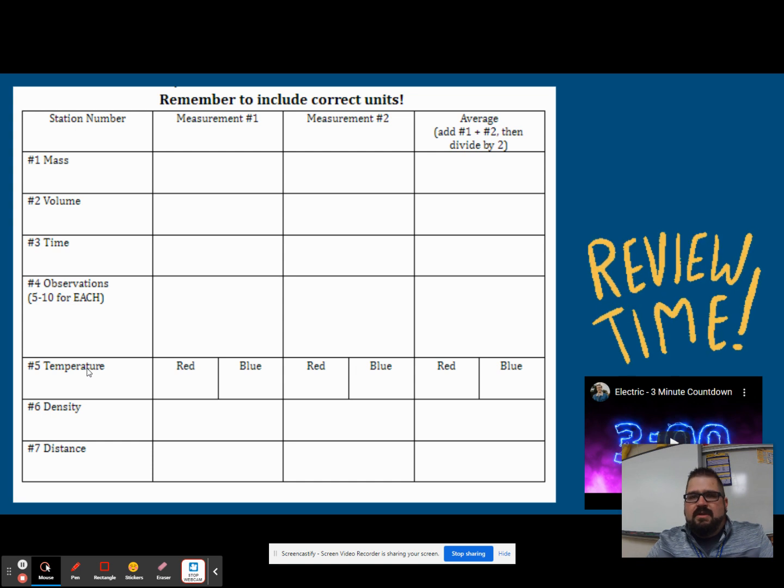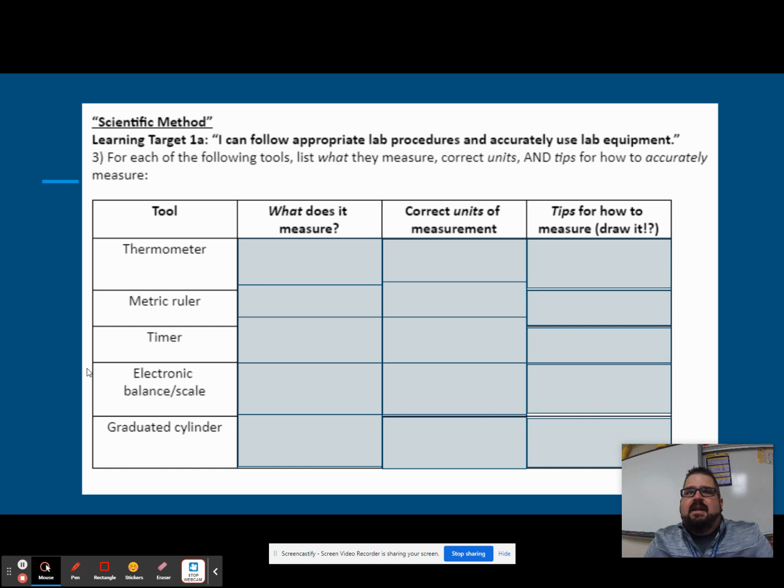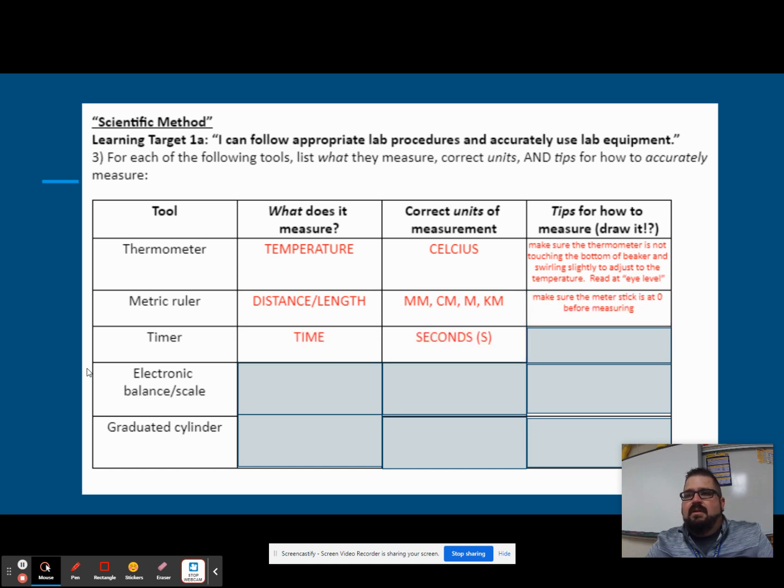So we finished this activity yesterday. Feel free to turn it in when you get back. It is worth points. It will be graded. And what we're going to do is talk about the stations and then put that information into our study guide. I'm not going to stop and go into great detail about all this, but feel free to pause the video and enter this into your study guide. And we can talk more about it when you return to class.